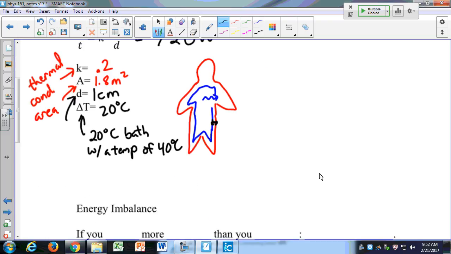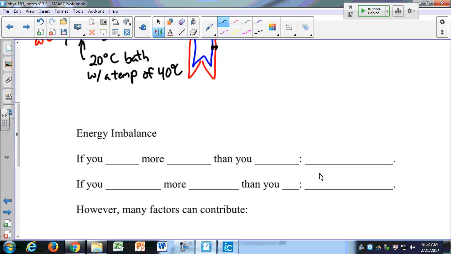Finally, energy imbalance. We sort of talked about this, but if you use more energy than you consume, then you have weight loss. And your athletes, they might want to lose weight or gain weight, depending if you're a football player or if you're a long distance runner. It could be different for different athletes.